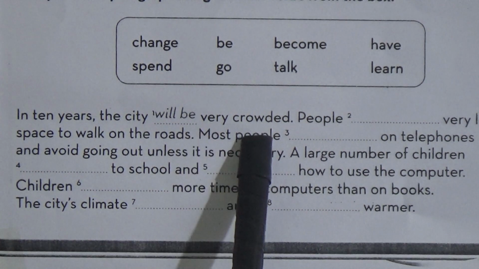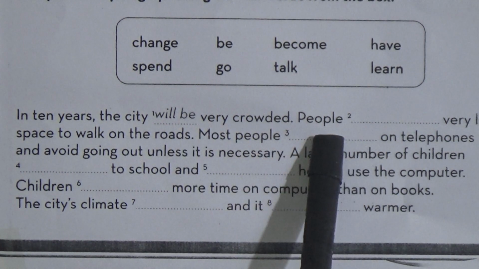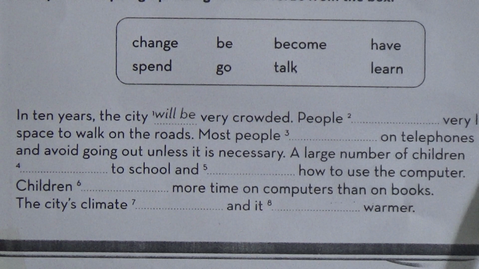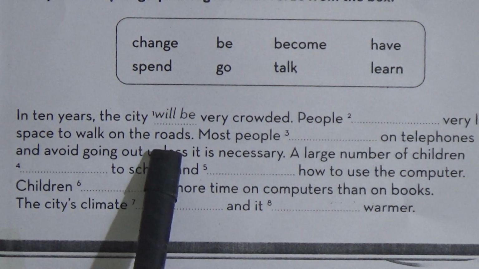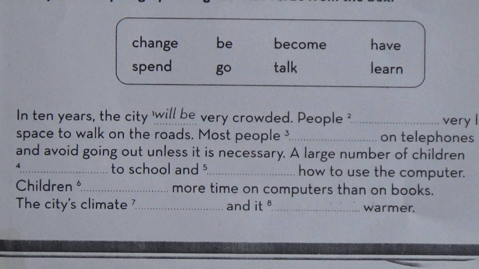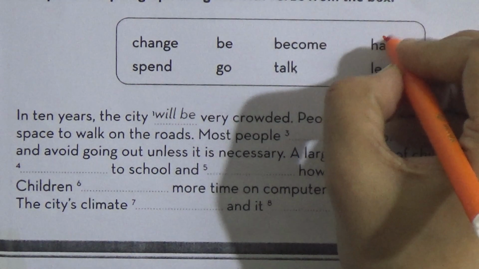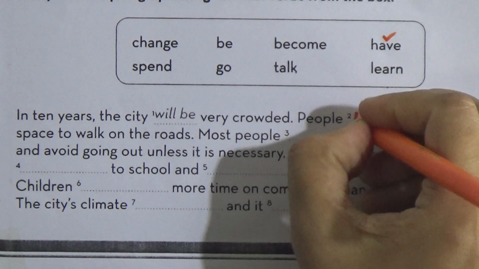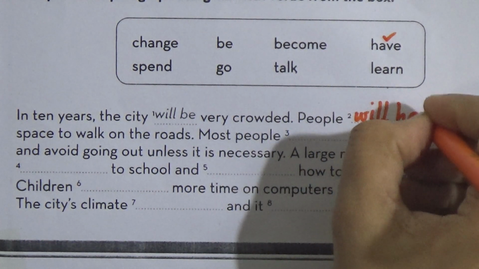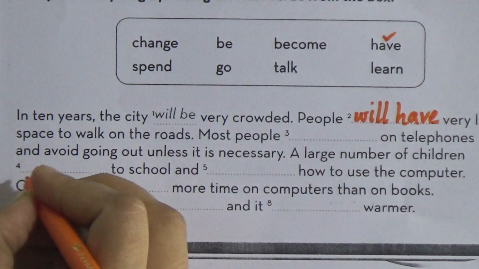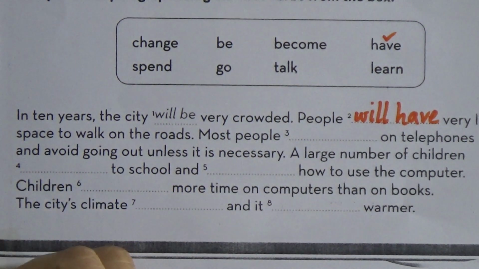In 10 years, the city will be very crowded. People will ___ very little space to walk on the roads. So what will be the correct answer here? Yes, right you are. Here it will be have. People will have very little space to walk on the roads.